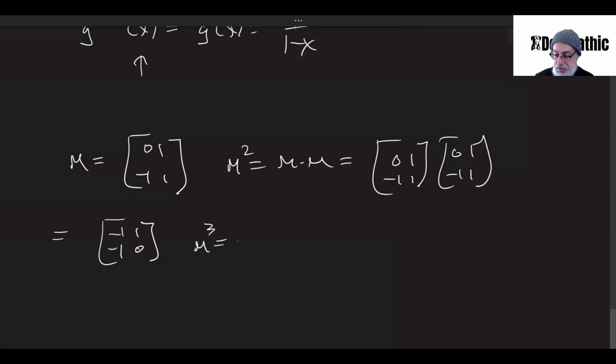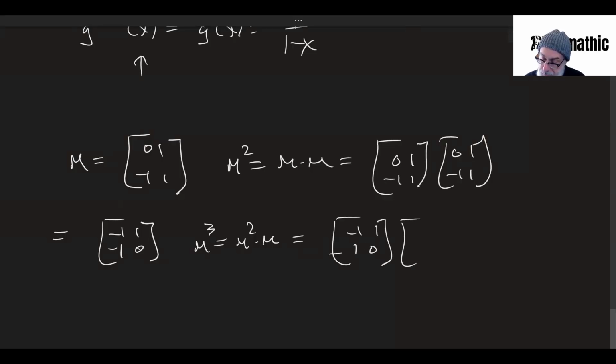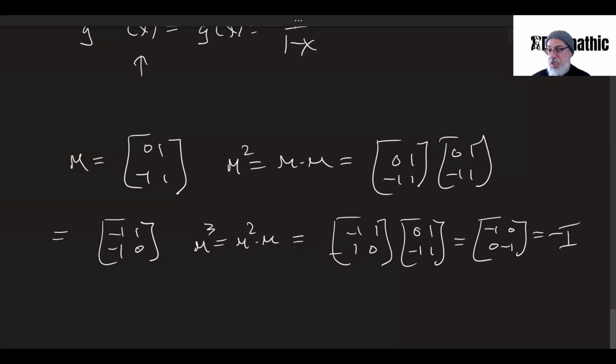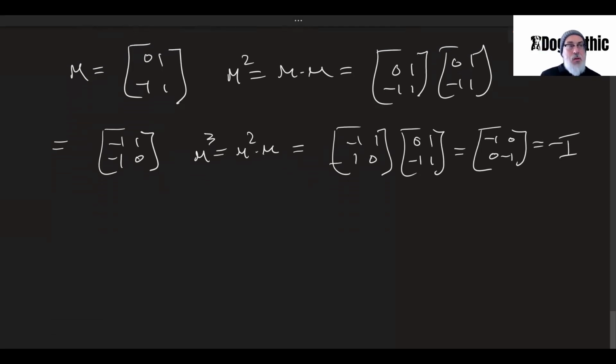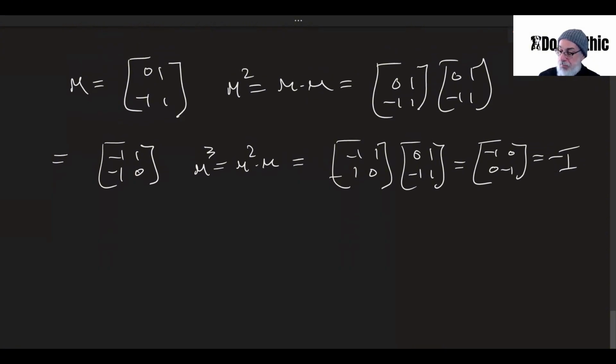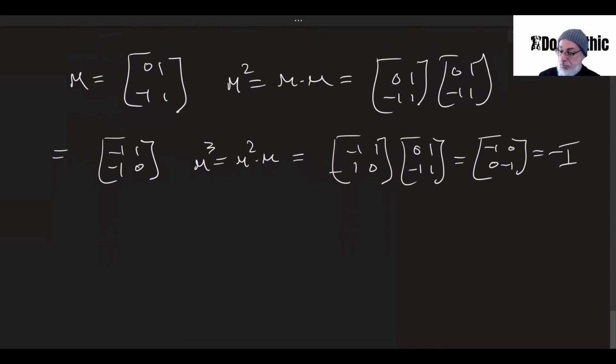Now M cubed is M squared times M, which is this result times M, which is negative 1, 0, 0, negative 1, which is negative I. So an identity. In other words, negative 1 times 1, 0, 0, 1.